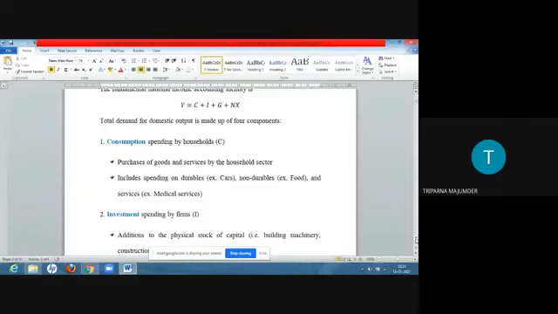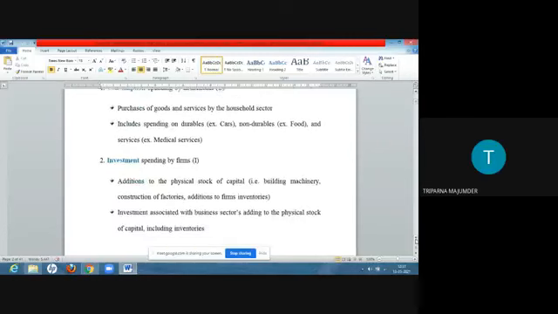Now we come to investment spending. Who does the investment spending? The firms do the spending. What is investment? It is addition to the physical stock of capital, that is building machinery, construction of factories, addition to firms' inventory, etc. So here we are talking in terms of addition to physical stock.